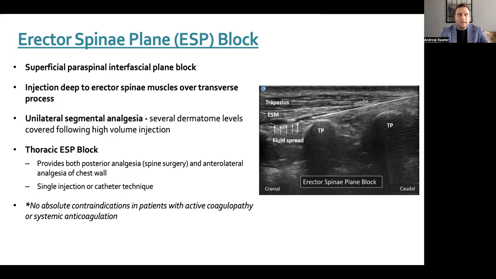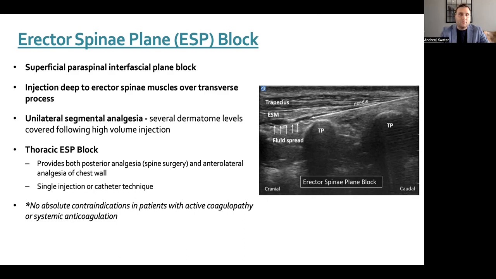The thoracic ESP block in particular, these ESP blocks can be done at the thoracic level or the lumbar level, but if we're looking just at the thoracic erector spinae plane blocks, these can be utilized for posterior analgesia, such as during spine surgery, as well as anterior lateral analgesia of the chest wall. So you can imagine the amount of indications that this block can be used for. You can do a single injection or thread a catheter after the initial injection, and this can be done on one side or both sides bilaterally if intended or needed.